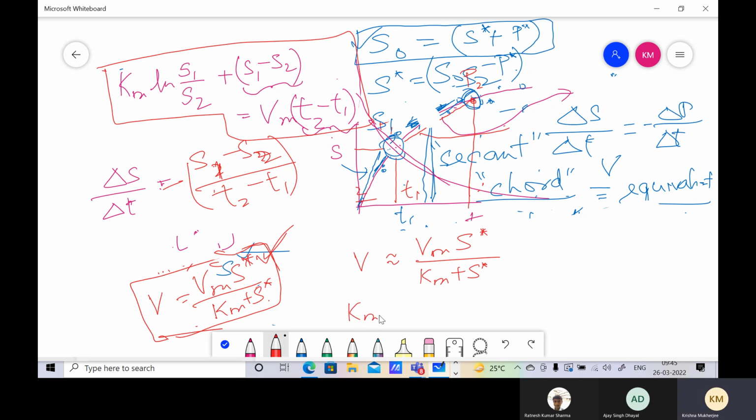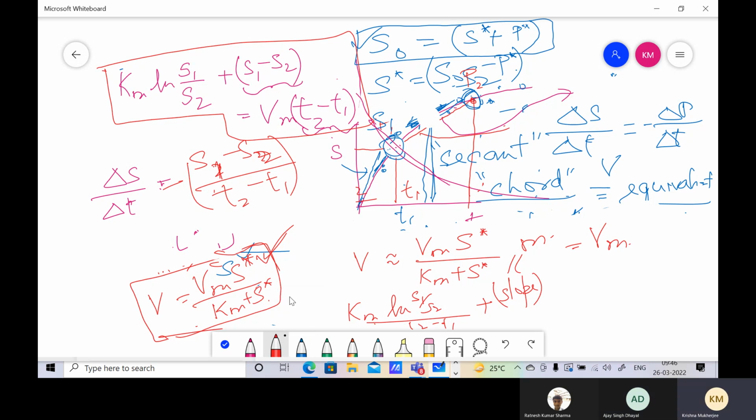Km ln S1 by S2 upon T2 minus T1, right? Plus S1 minus S2 upon T2 minus T1, which is the slope. Which slope? I will call it slope, or we should call it some m. Plus m is equal to Vm. ठीक है ना?